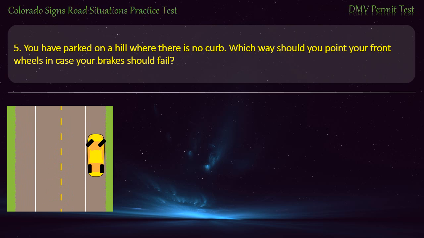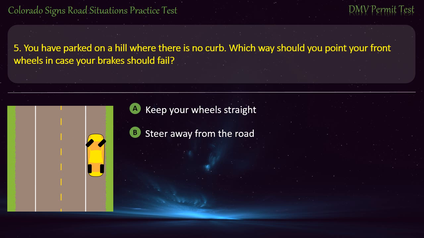Question 5. You have parked on a hill where there is no curb. Which way should you point your front wheels in case your brakes should fail? Keep your wheels straight. Steer away from the road. Steer towards the road. It makes no difference. Answer. Steer away from the road.